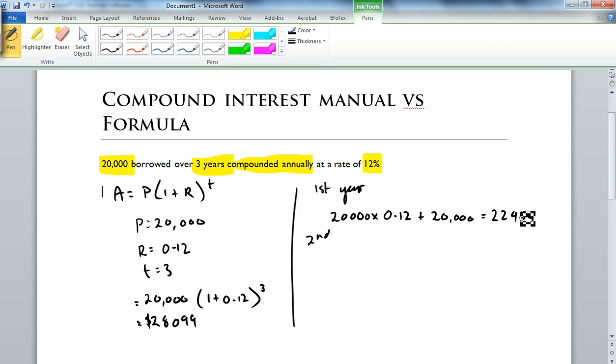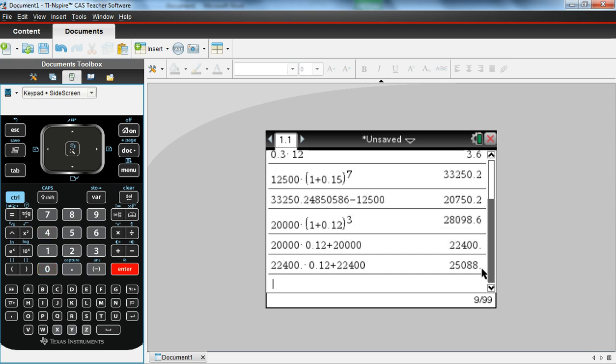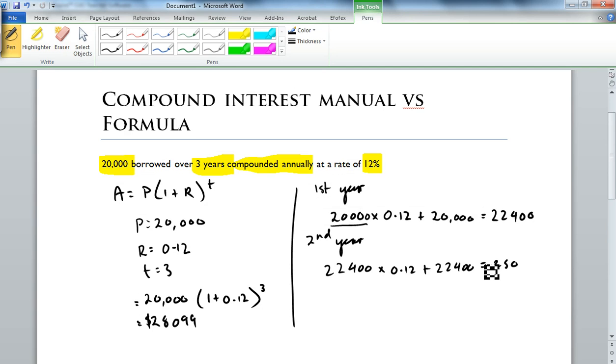The second year, to figure out the interest, we don't use the principal amount, we actually do 22,400 times 0.12 plus 22,400. Alright, so we'll put that into our calculator. 22,400 times 0.12 plus 22,400, and we get 25,088. 25,088 dollars. Alright, so that's the second year.